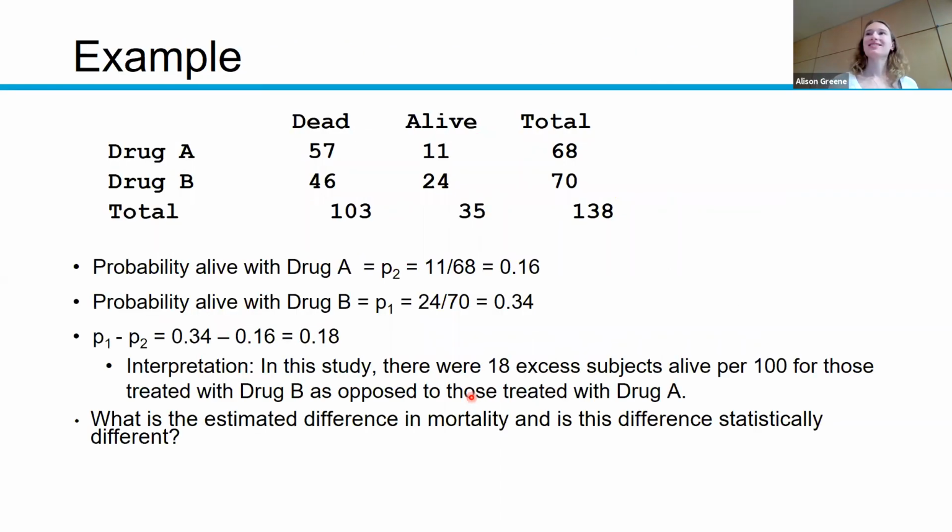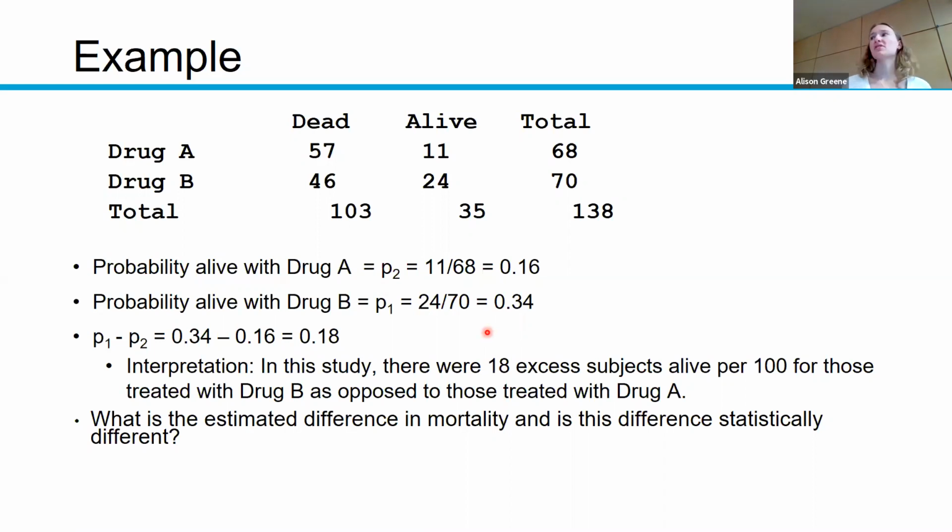Okay. So let's go through an example of this. This is our data, and we're looking at some drug for intervening with some sort of fatal outcome. So we're looking at how many survived and how many did not survive based on taking drug A or drug B. We're going to call, based on this sample that we have, the probability of being alive after taking drug A, sample probability, P2 hat, is 16%. P1 hat is 34%. So the point estimate for our difference is 18%.